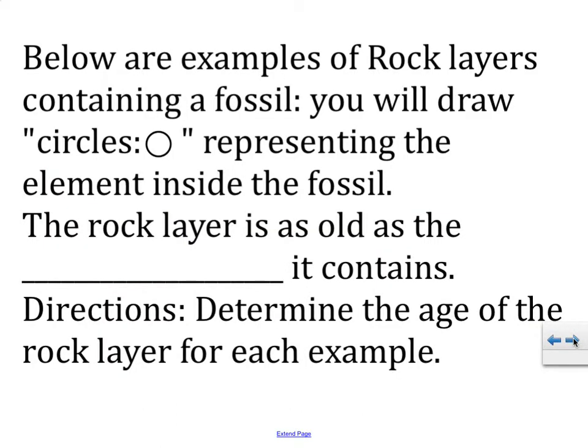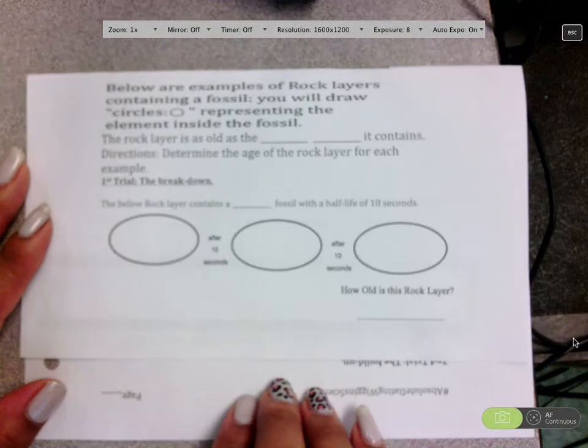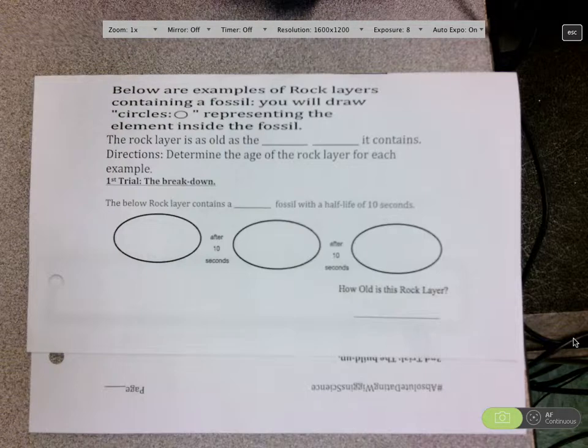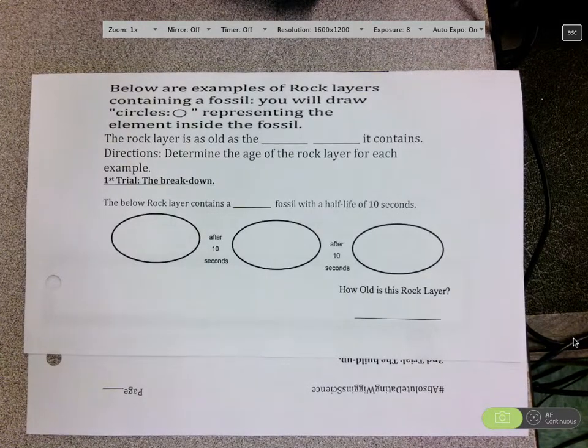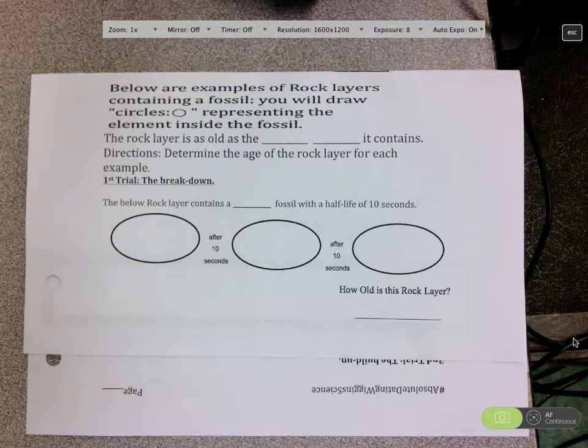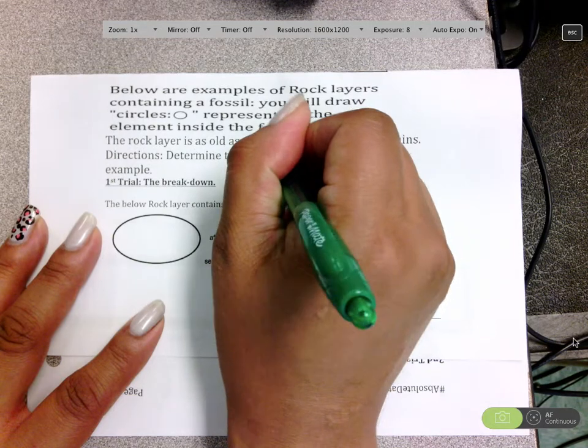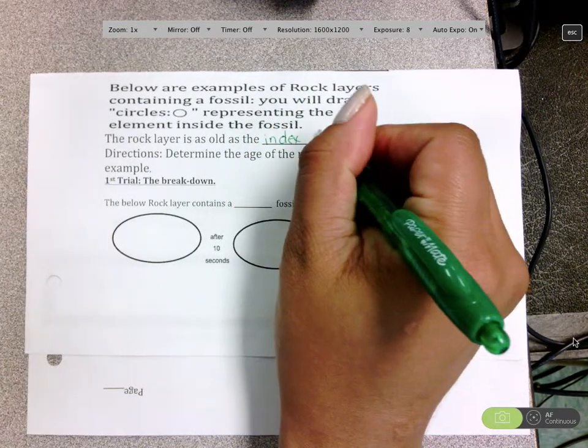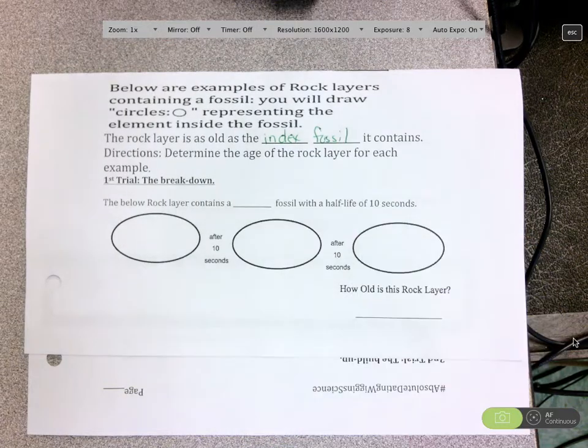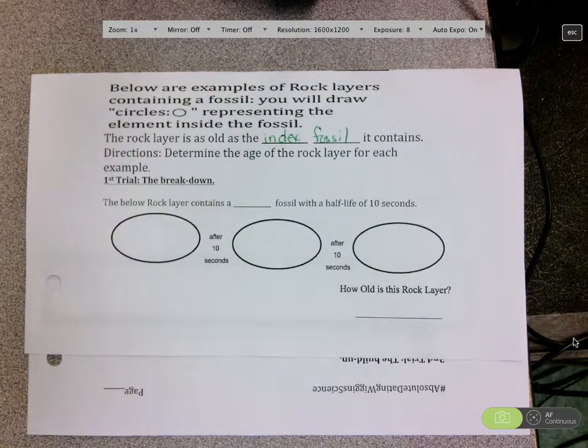Now on your sheet, you have these words. Below are examples of rock layers containing a fossil. You will draw circles representing the element inside the fossil. The rock layer is as old as the blank it contains. Index fossil. Our direction is going to be to determine the age of the rock layer for each example.